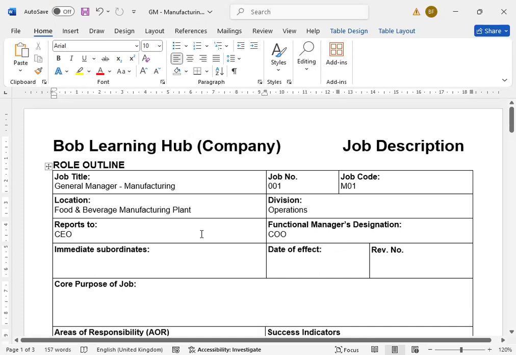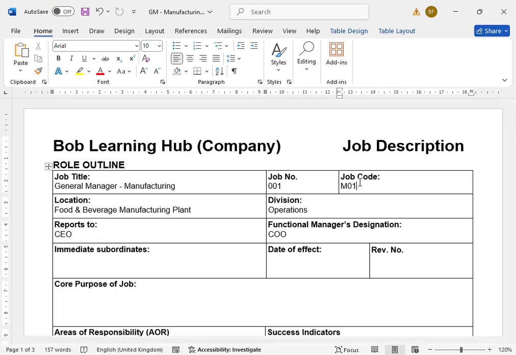So general manager, manufacturing is the job title of the role, and job number would be 001, and this is, I suppose, the first job description that you have in your organization. And the job code could be the grade, which is already evaluated by the Hay job evaluation session in your company, attended by several people as the job evaluation panel.